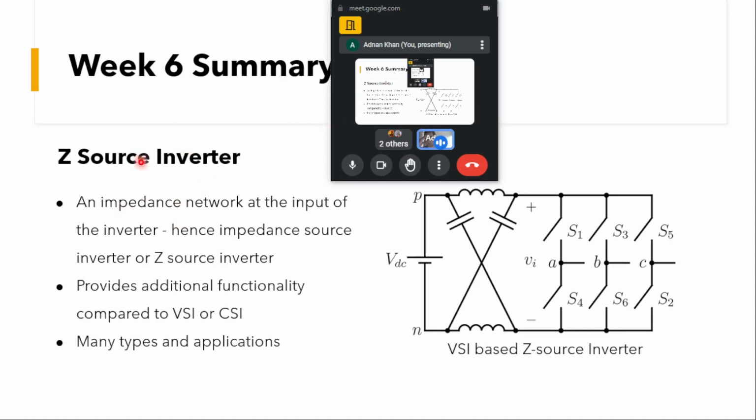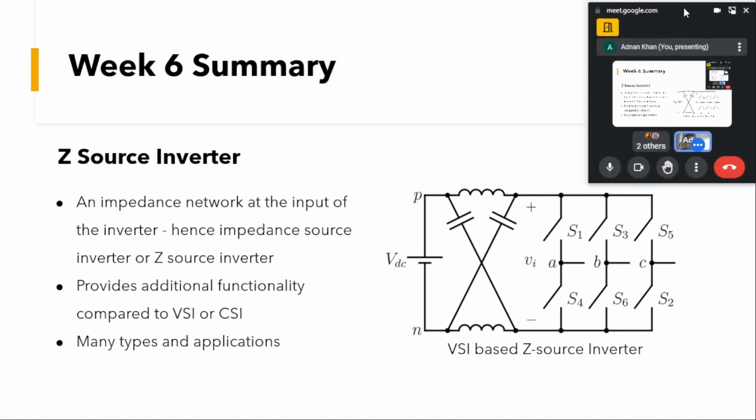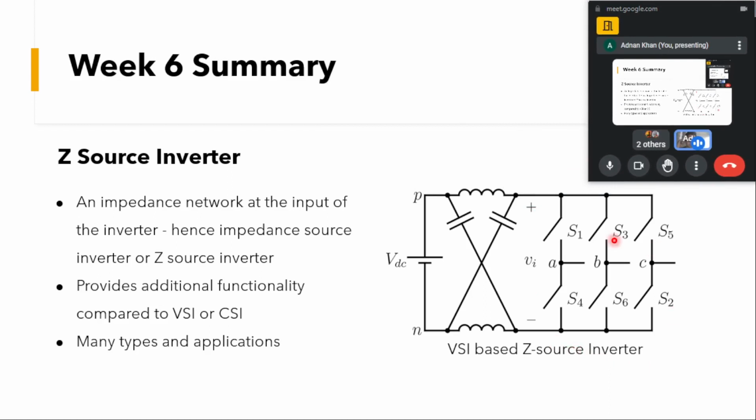Another inverter topology that has been taught is the Z source inverter. If you take a look at this side, we can say that this is a three-phase inverter here, and between this and the source there is an impedance network that is connected. Since this impedance is connected here, represented by Z, we can say that this is a Z source inverter, because Z is an impedance, and due to this it has additional functionalities as compared to the voltage source and current source inverters.